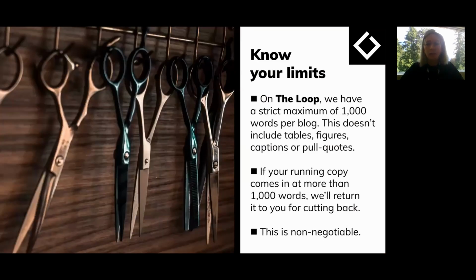On the Loop, we have a strict maximum of 1,000 words per blog. This doesn't include tables, figures, captions, or pull quotes. If your running copy comes in at more than 1,000 words, we'll return it to you for cutting back. This, I'm afraid, is non-negotiable.